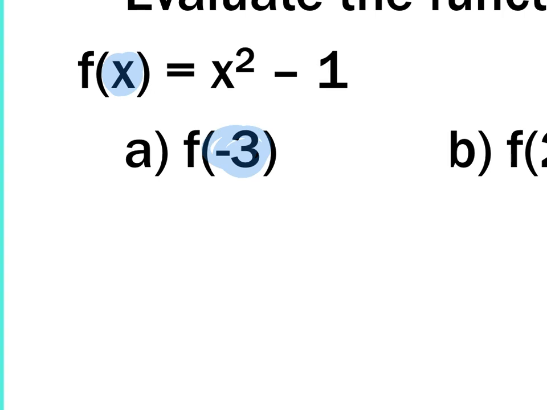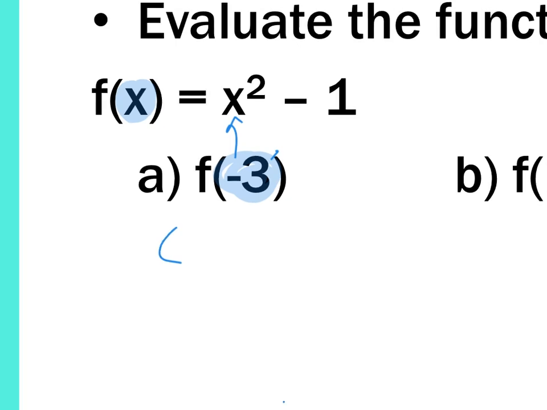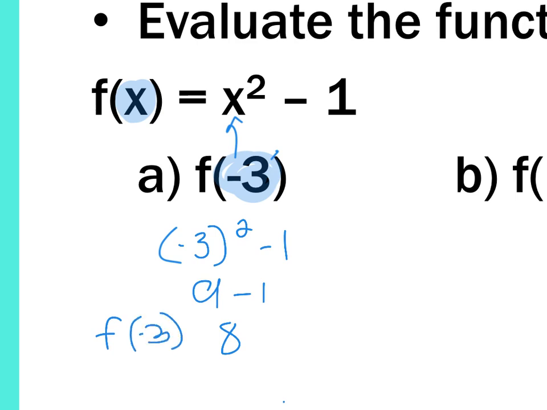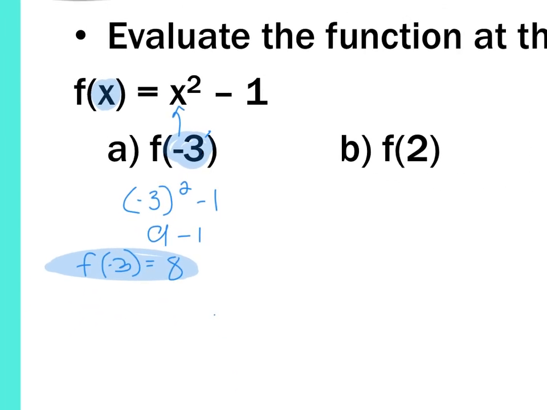I'm going to take this -3 and plug it into the x squared. So I get (-3) squared minus 1. And be careful when you're plugging in, make sure you're keeping it in parentheses because that is different than if I don't have parentheses. So what's (-3) squared? 9. 9 minus 1 is 8. So f of -3 equals 8. Easy stuff, right? Then you go to B. B says f of 2. So now I'm taking 2 and plugging it in. And I get 3. F of 2 equals 3.